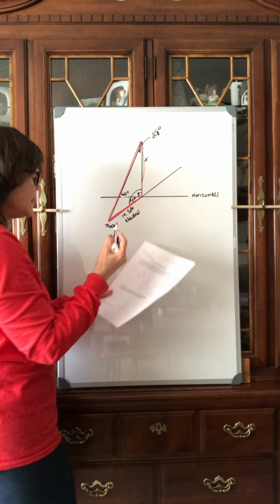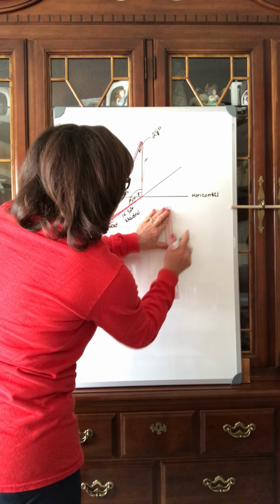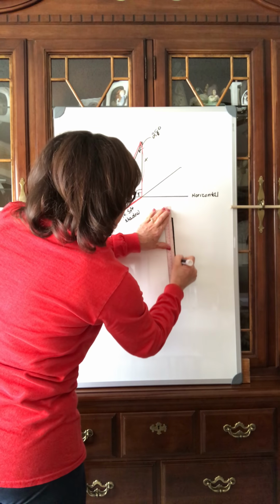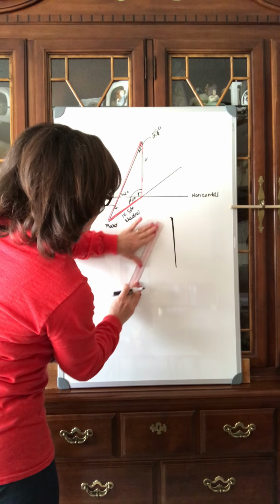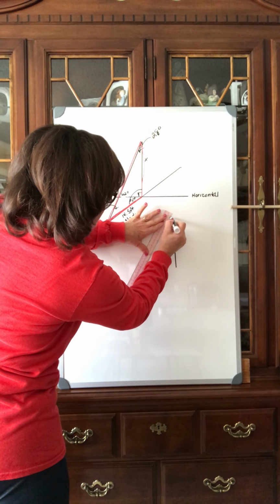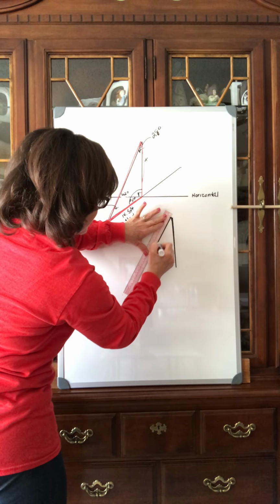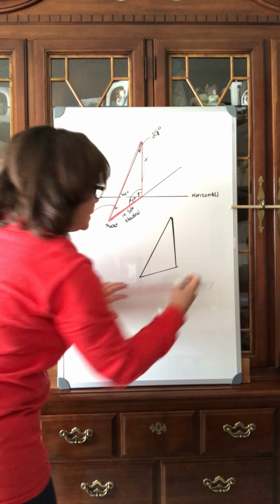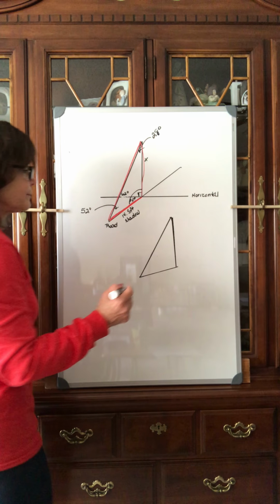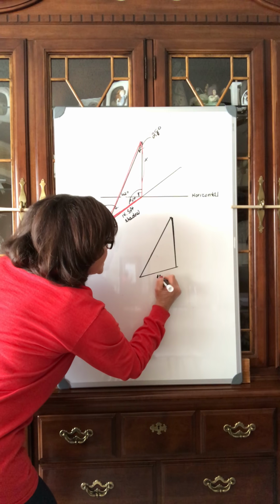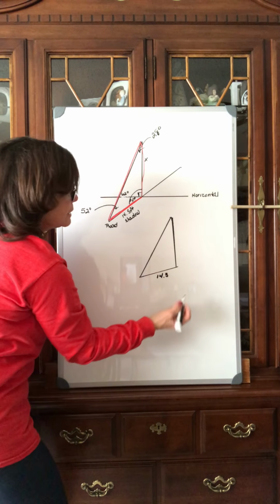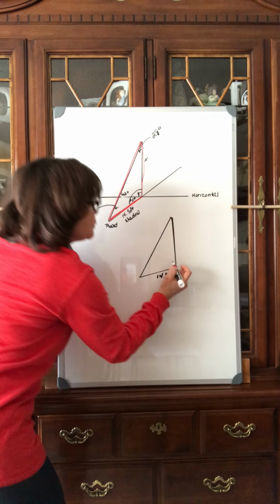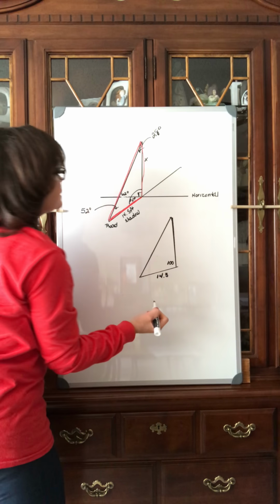I'm going to redraw the triangle without the road and all that other information that's in there. But the triangle that we're going to use to do this will be this obtuse triangle. Here's the shadow, 14.5 feet. This was the 90 degrees and the 10 degrees, so this is 100 degrees.